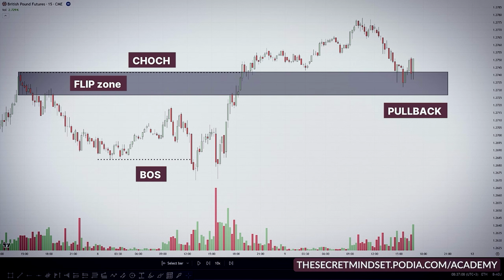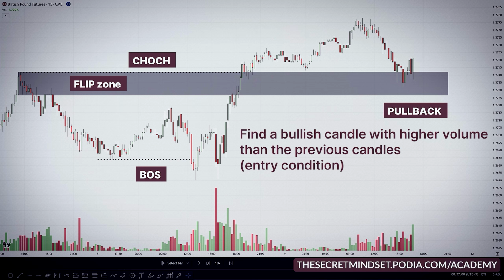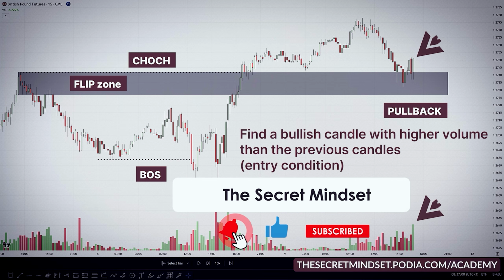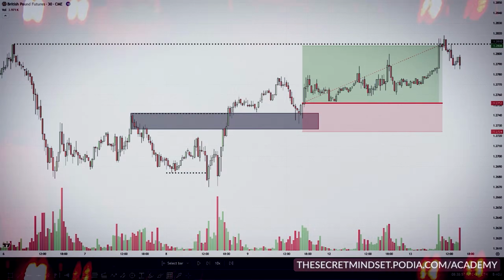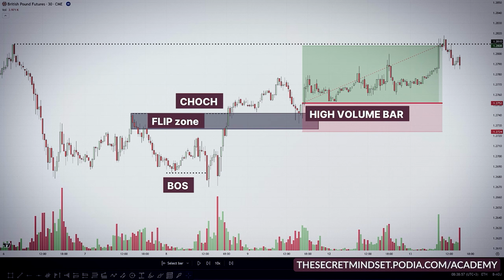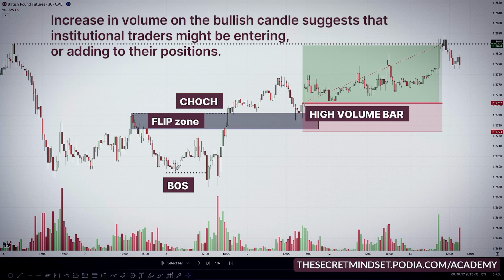The final step is to wait for a pullback to the area we've marked, and then enter when we see a bullish candle with higher volume than the previous candles. The higher volume is our setup confirmation. It implies that there is strong interest from buyers at this level, increasing the chances that the upward move will continue. The psychology behind this is simple. The pullback allows traders who missed the initial move to enter, and the increase in volume on the bullish candle suggests that institutional traders might be entering or adding to their positions here.